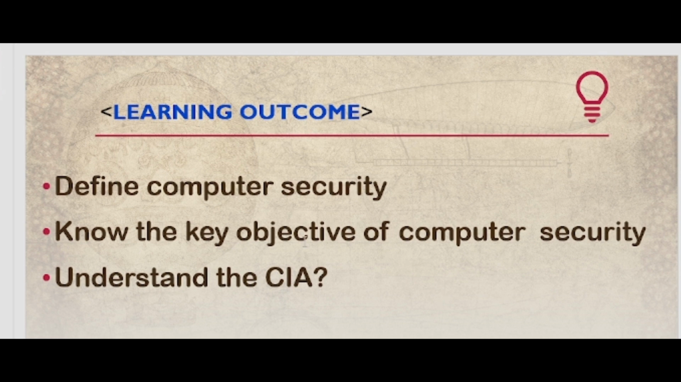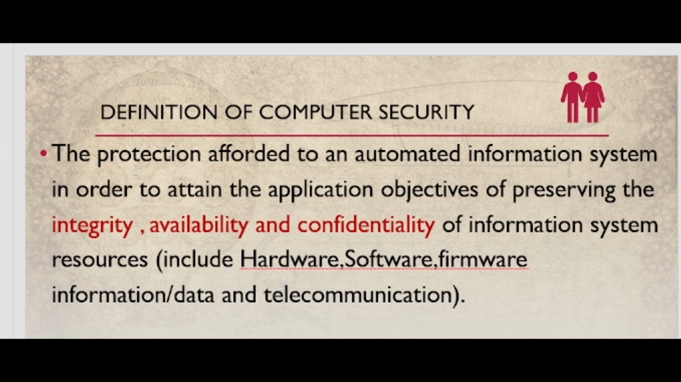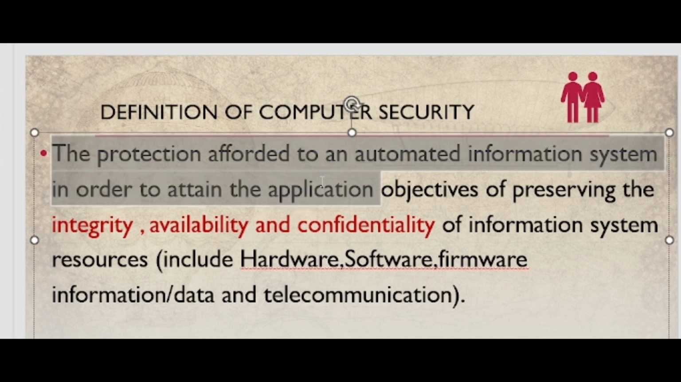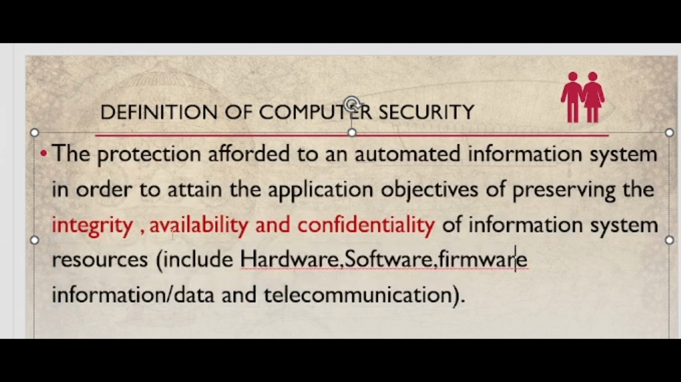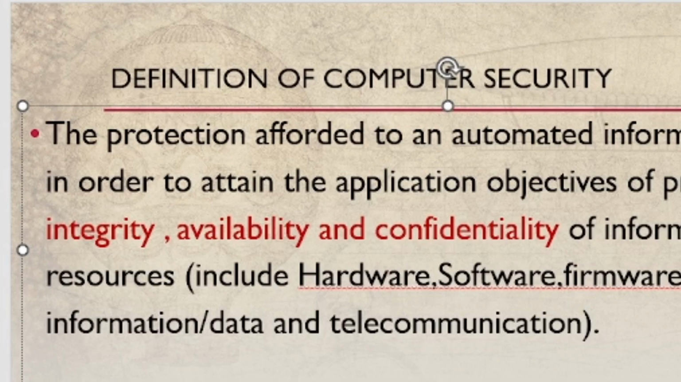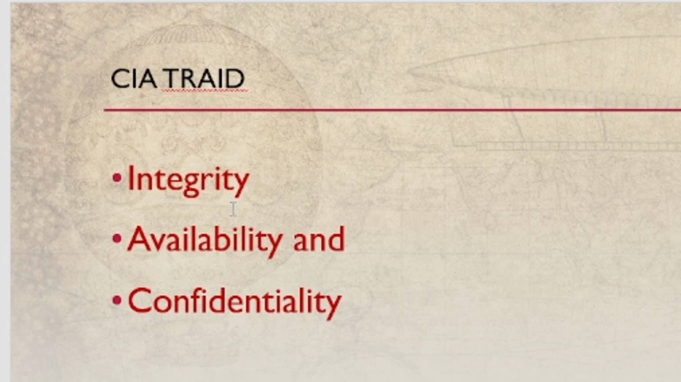Before we step into the CIA, let's see the definition of computer security. Computer security is the protection afforded to an automated information system in order to attain the applicable objective of preserving the integrity, availability, and confidentiality of information system resources like hardware, software, firmware, information data, and telecommunication. So the main features of computer security are integrity, availability, and confidentiality. That is your CIA triad.